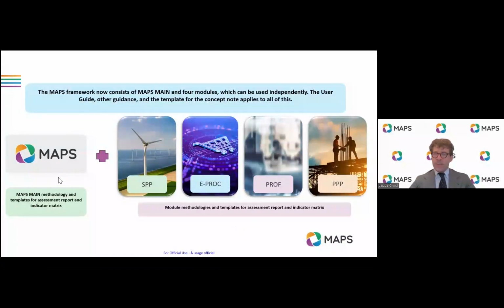And then for MAPS main and for each specific module, there is what we call the module methodology. So the specific documents describing the sub-indicators and assessment criteria and so on. And then there is the report template, and there is the indicator matrix, which is, of course, specific to each of the modules, given that the sub-indicators and so on vary between the modules. So we have some material that is shared for the whole framework, and then we have individual templates depending on what specific module you are applying.